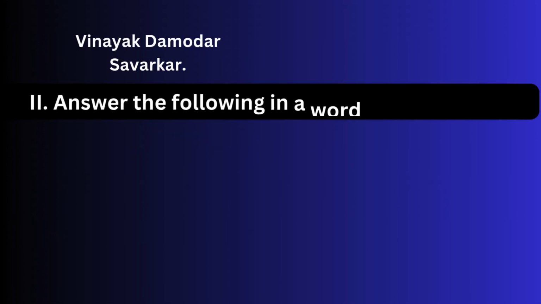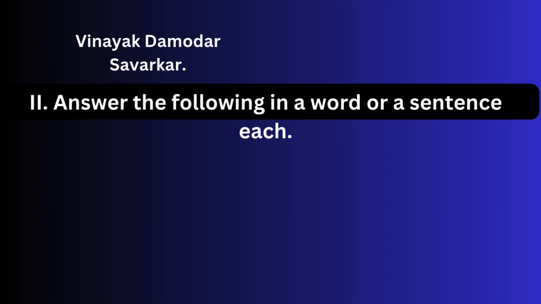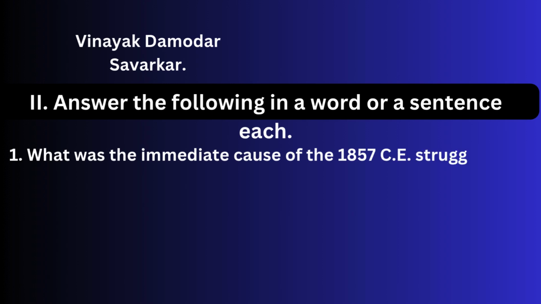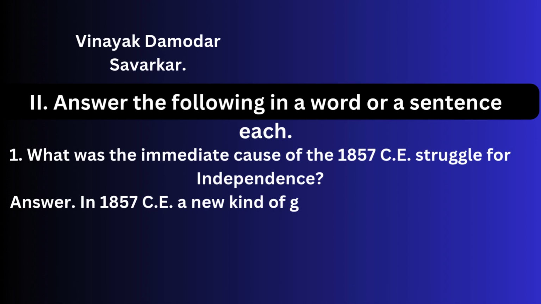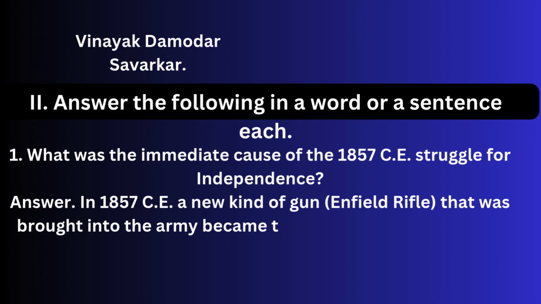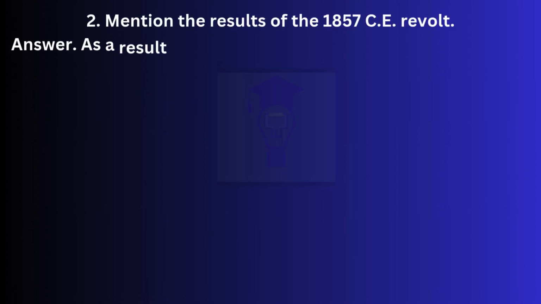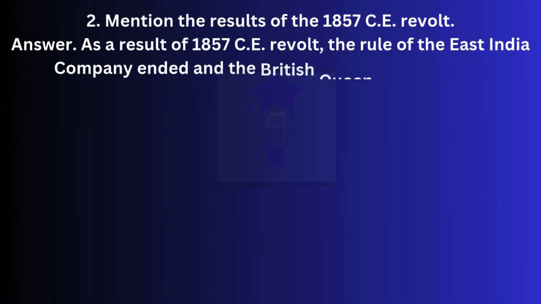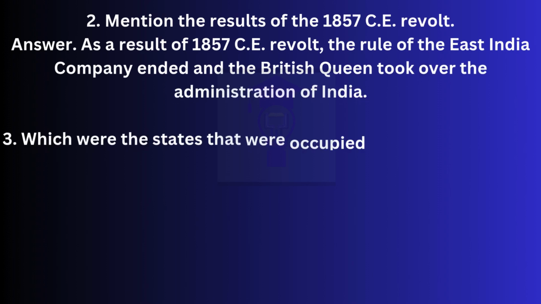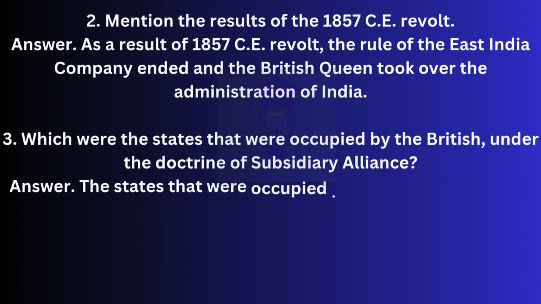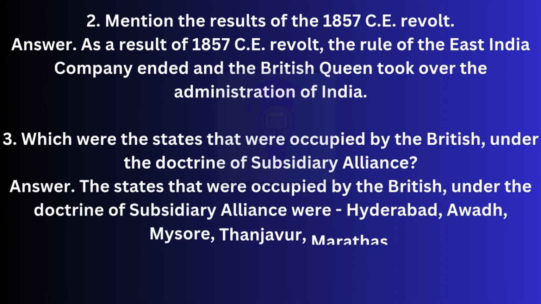2. Answer the following in a word or a sentence each. 1. What was the immediate cause of the 1857 CE struggle for independence? Answer. In 1857 CE, a new kind of gun, the Enfield rifle, that was brought into the army became the immediate cause for the revolt. 2. Mention the results of the 1857 CE revolt. Answer. As a result of the 1857 CE revolt, the rule of the East India Company ended, and the British Queen took over the administration of India.